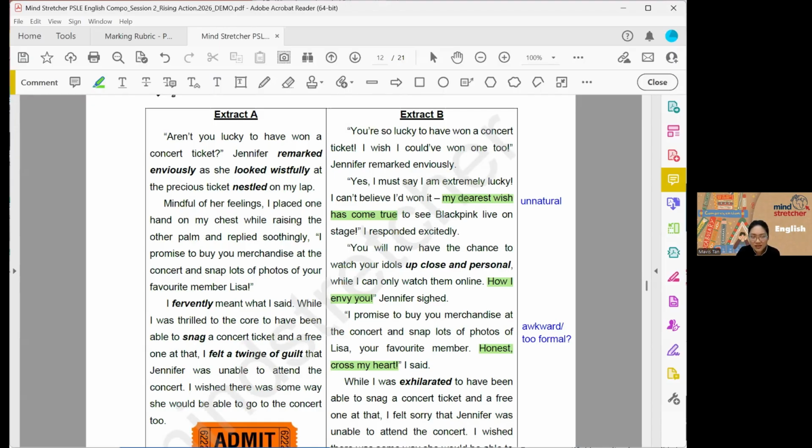Aren't you lucky to have won a ticket? Jennifer remarked enviously. She looked wistfully, that means dreamy, okay? Looked wistfully at the precious ticket nestled on my lap. Don't you think this is more effective? If the topic is something priceless, wouldn't these descriptions match the topic better? Precious, right? So my friend said this to me. She looked at my ticket and she looks sad and disappointed while I have this.